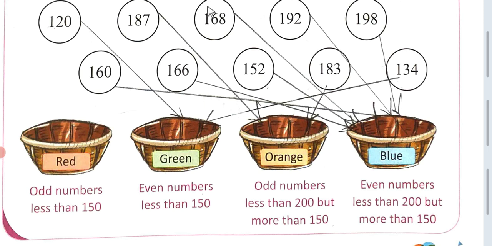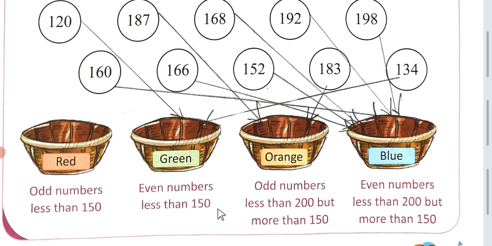You can see here odd number 1 less than 150. Can you see? If anyone can see, please tell me. No? So odd numbers are 1, 3, 5, 7, 9. So here we cannot see an odd number less than 150. So the red basket will be vacant.